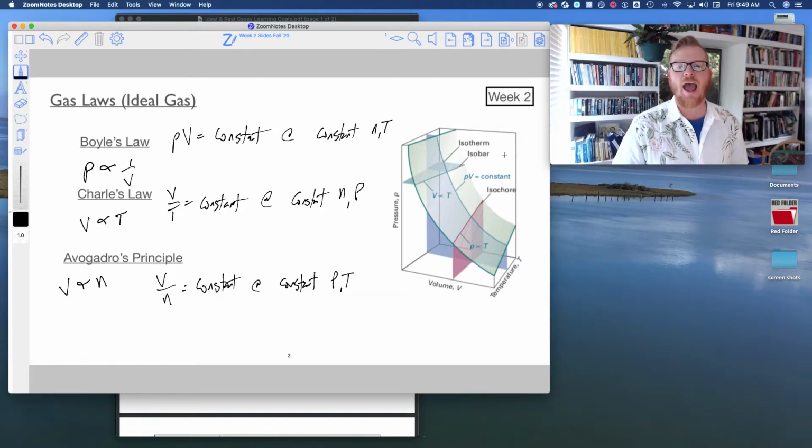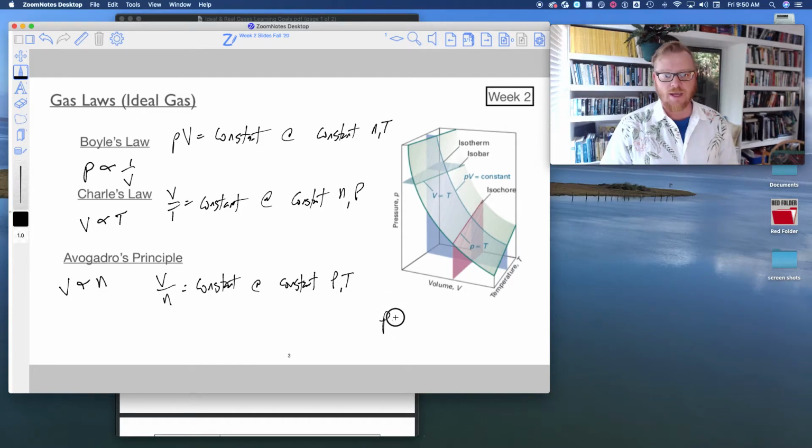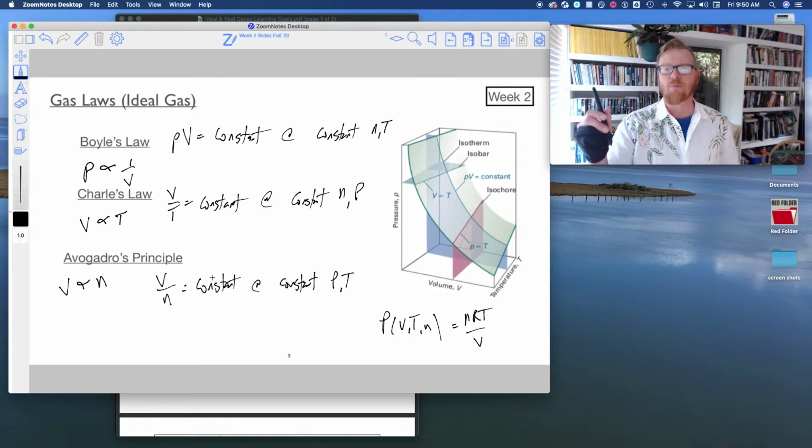And so now here we have our total equation of state, the ideal gas law, the combined law, which of course we know is P as a function of V, T, and N, which equals nRT over V. So the gas constant, R, is this constant of proportionality that allows us to combine all these laws. And really, it's not the gas constant, right? It's Boltzmann's constant. But you knew that, okay? So Boltzmann's constant is what allows us to combine all of these laws.